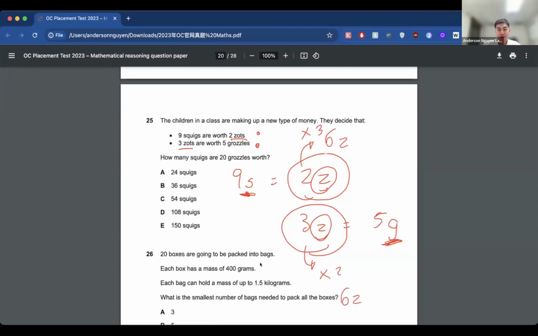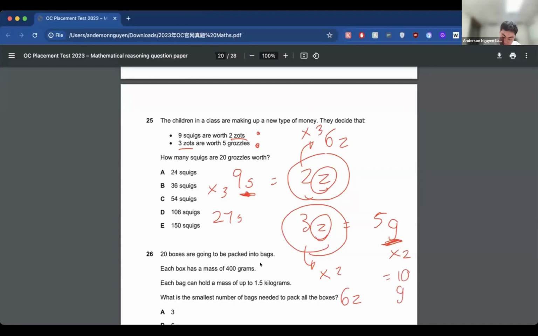Now, if you do decide to do those changes in those comparisons, you need to do the exact same change to the other side. So if you times 2 zots by 3, you need to times the 9 squigs by 3 as well, giving you 27. Now, down below, you times the 3 zots by 2. You need to do the same to the grozels. So 5 times 2 is 10.